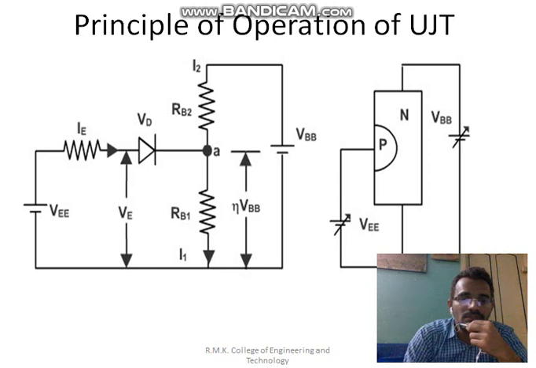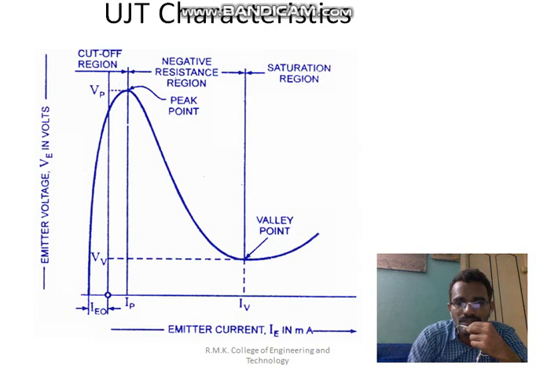Fine. So next, carrying on with the UJT characteristics curve. Now you can see by the curve that this UJT characteristic has 3 regions. The first one is the cutoff region, the next one is the negative resistance region, and the third one is the saturation region. Now you can see towards your x-axis we are going to take the current IE, and towards your y-axis we are going to take the emitter voltage VE.